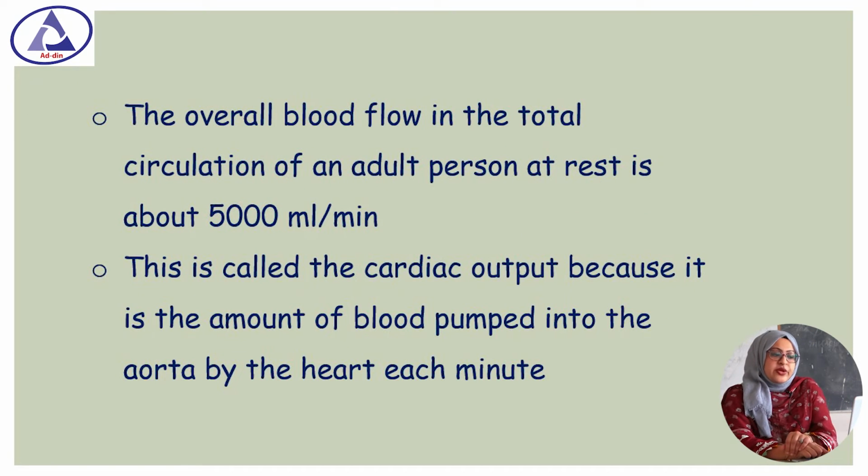The overall blood flow in the circulation of an adult person who is at rest is about 5000 ml per minute, or 5 liters per minute. This is called the cardiac output. It is the amount of blood which is pumped out by the heart into the aorta each minute.